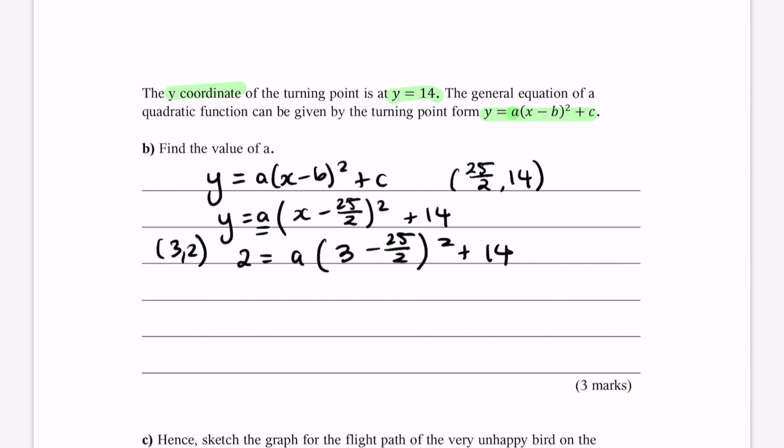Okay, CAS time. So solve 2 equals a times (3 - 25/2) squared plus 14. Make sure you put a times in between the brackets, otherwise it's not going to know what you're talking about. And we're solving for a, so I'm going to go comma a. And I get a is equal to negative 48 on 361.